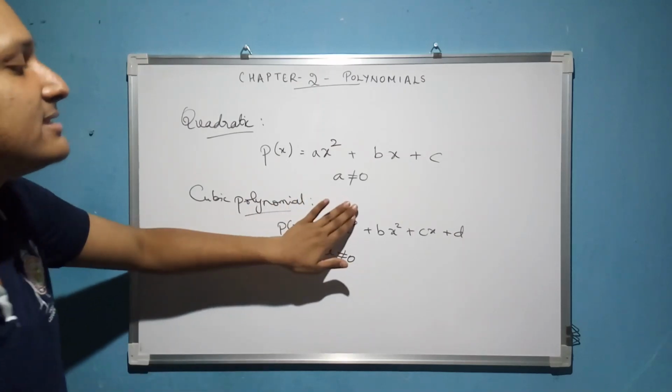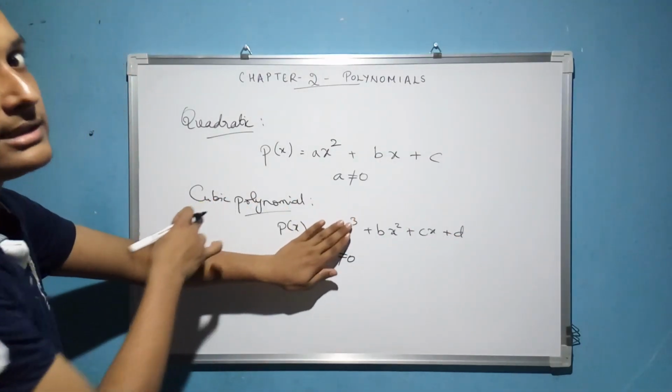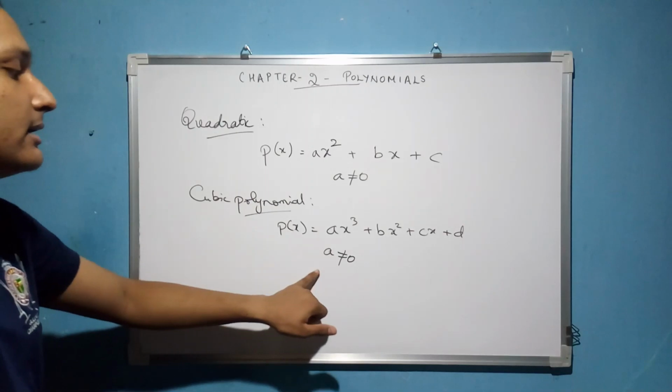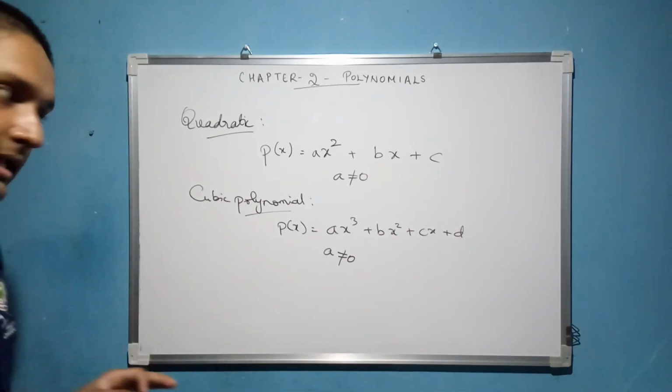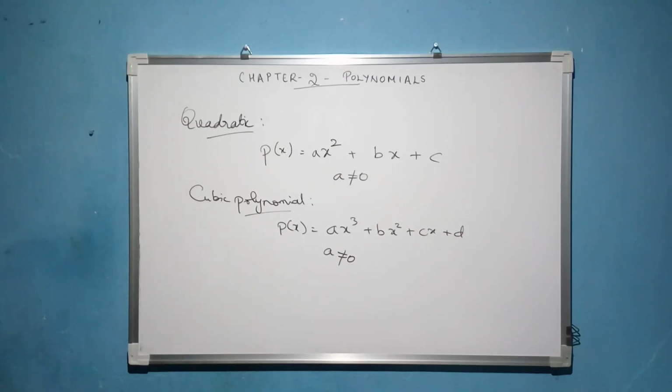So if I remove this, this becomes a quadratic. It doesn't remain a cubic polynomial. That's why a should not be equal to 0, and all the coefficients, all those terms, should be real numbers. That's it, right? So now we are going to learn how to geometrically represent the zeros of the polynomial, right?